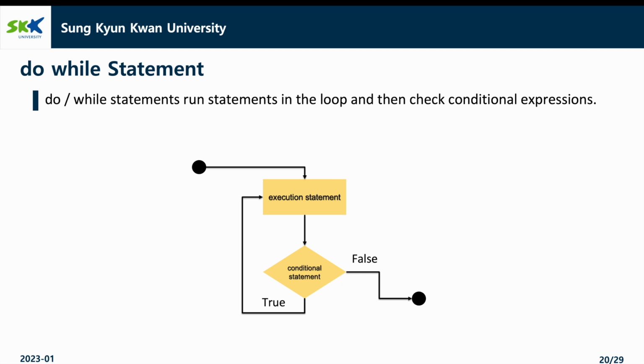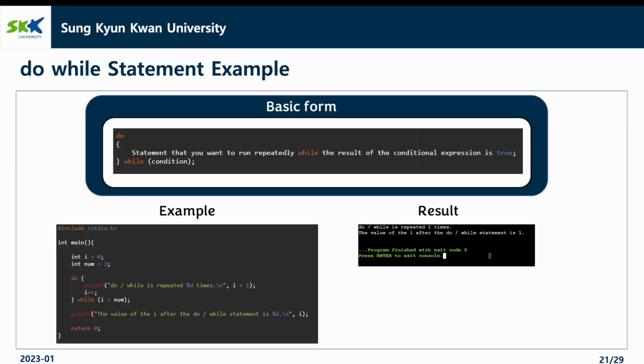However, the do while statement first runs a loop and then checks the conditional expression. In other words, the do while statement executes a loop once, unconditionally, regardless of the result of the conditional expression. If the example above was a while statement, there wouldn't be a single output. However, the do while statement unconditionally executes a loop once, regardless of the result of the conditional expression.